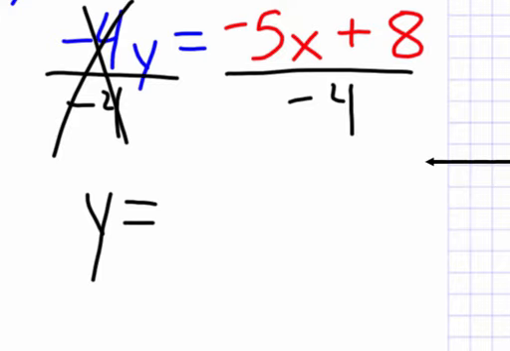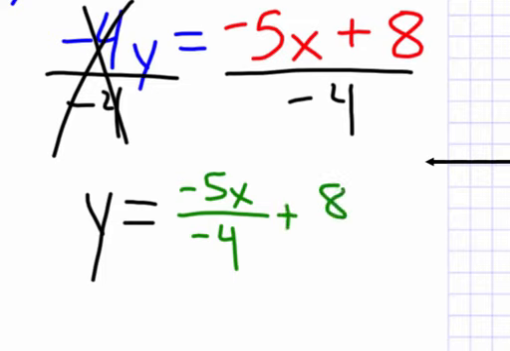I have -5x over -4. Well, I can split this up. I can write a -5x over -4, and then I can take my 8 over -4, so plus 8 over negative 4. Well, really that's going to be minus 8 over 4, isn't it? It's a negative.